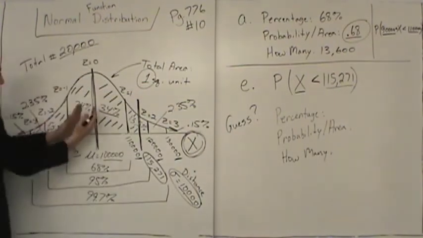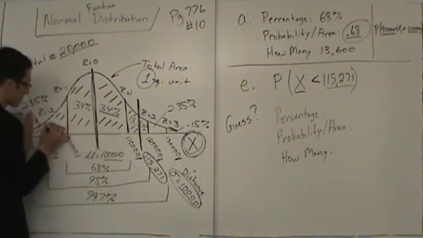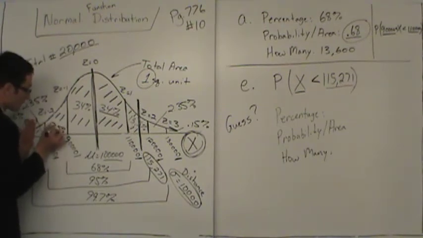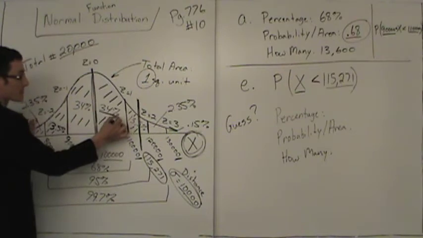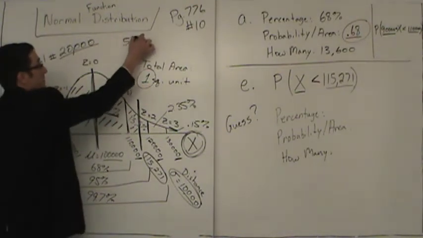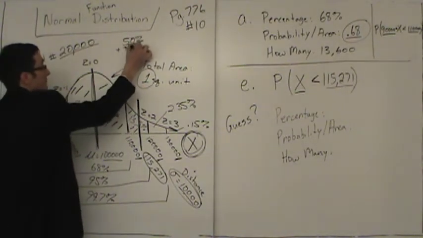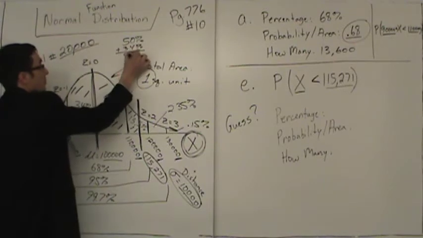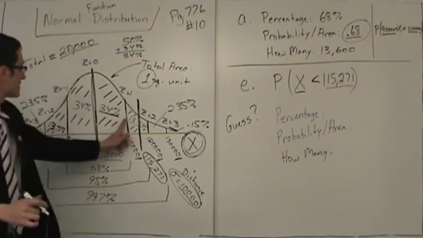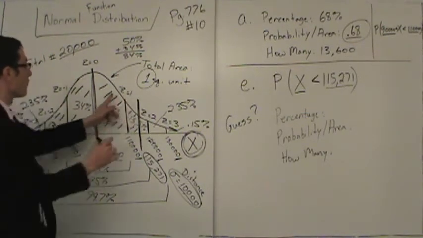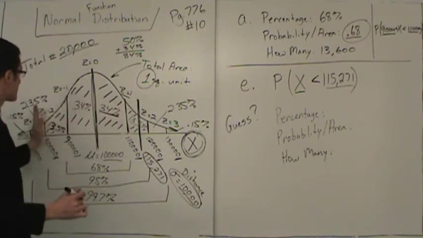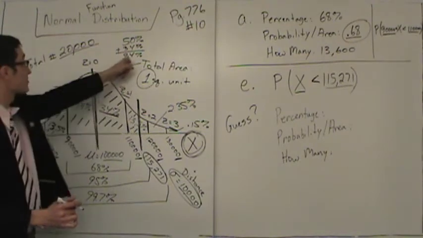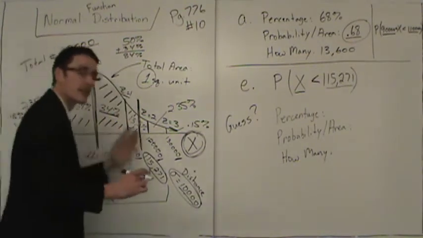Now, we have 50% to the left of the mean plus what? Another 34%. What is 50% plus 34%? Again, you should have a calculator: 84%. So we agree that this portion to the left of 1 standard deviation, or z equals 1, is 50% plus another 34%, giving a total of 84% of the area.